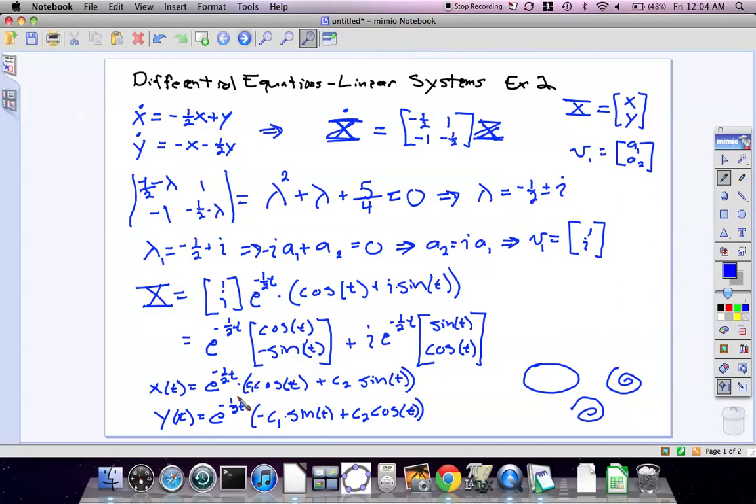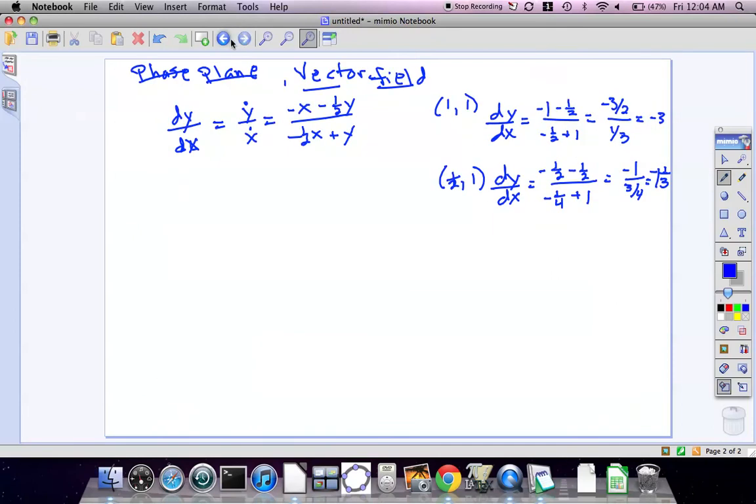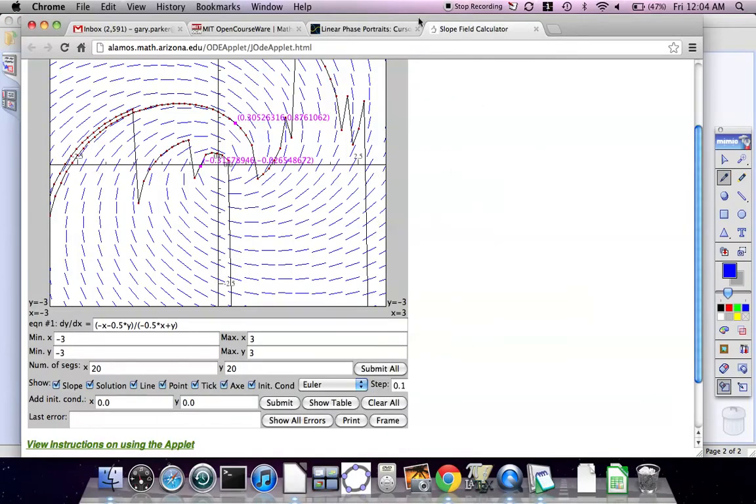Initial conditions, x of t equals 0, whatever, y of t equals 0, whatever, allow me to solve for c1 and c2. Not too bad. You guys are good at that kind of algebra. So, complex numbers aren't as bad as they seem. Vector fields by hand are a pain, but these programs are just beautiful, ain't they? Check that out.